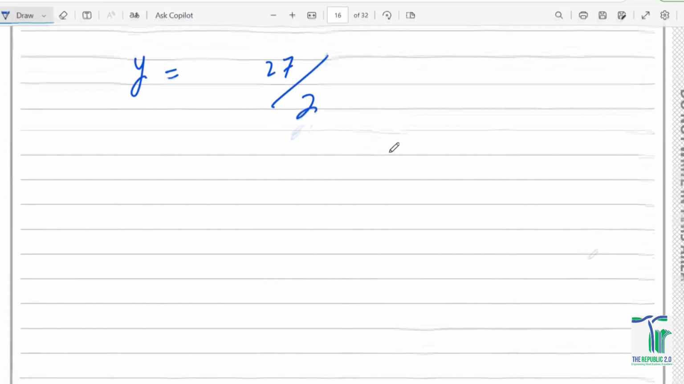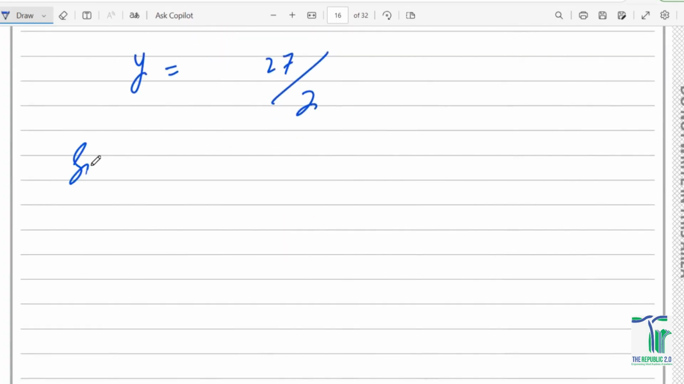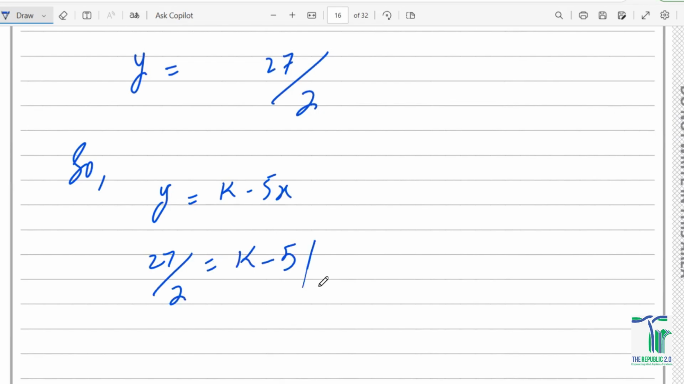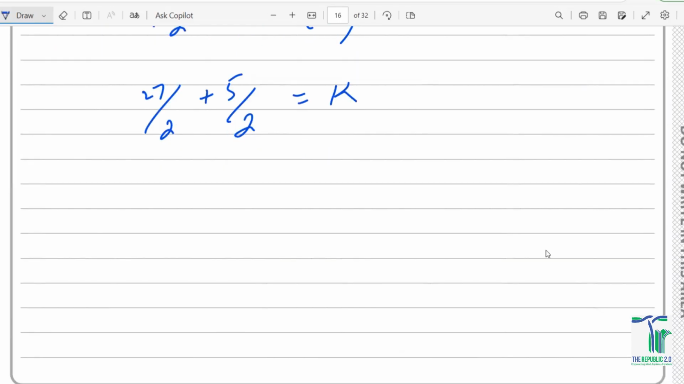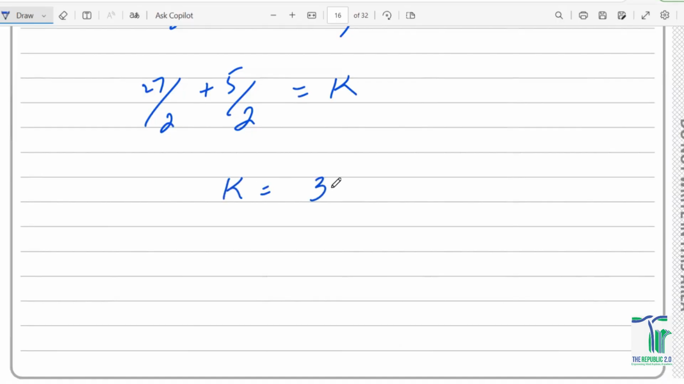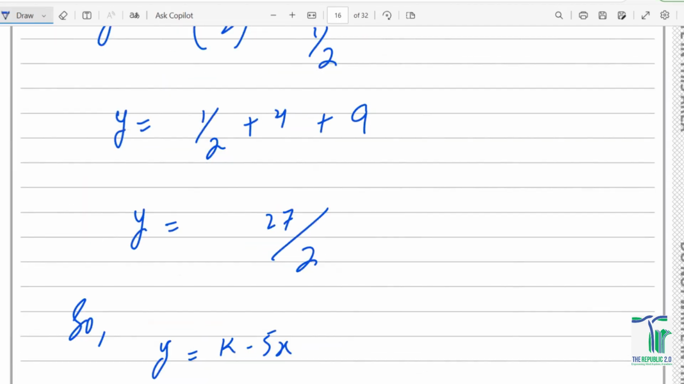So now I'm just going to plug this into the equation of the line. The equation of the line was y is equals to k minus 5x. y comes out to be 27 upon 2 and x was 1 by 2. So the value of k comes out to be 27 by 2 plus 5 by 2, and that is going to be k. 27 plus 5 has to be 32 divided by 2, which ultimately comes out to be 16, right? So that is how you'll get the value of k.